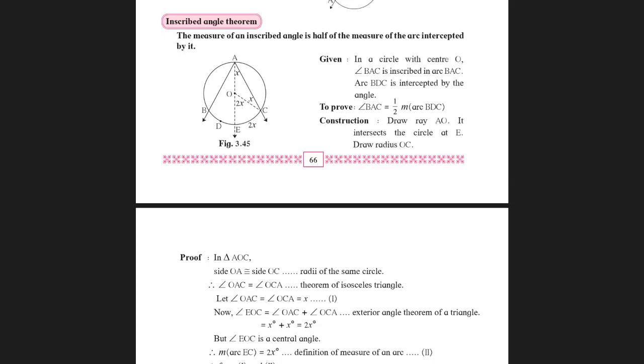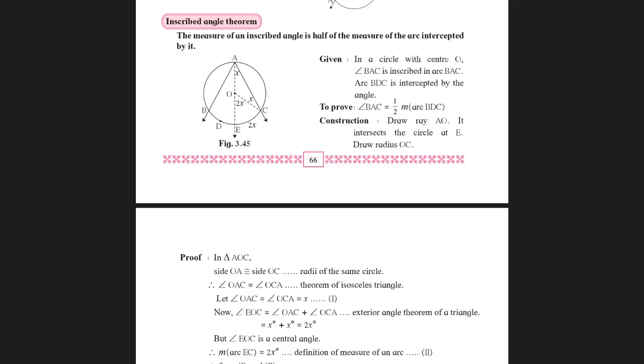Do not get confused. Angle BAC is inscribed in the arc BAC, meaning it is present in the arc BAC. And which is the arc intercepting it? Look at the mouth of the angle, the open portion of the angle, which is the arc BDC. So that is the arc intercepting it. Now, given: in a circle with center O, angle BAC is inscribed in the arc BAC. Arc BDC is intercepted by the angle. I hope now you are able to understand clearly inscribed and intercepted.